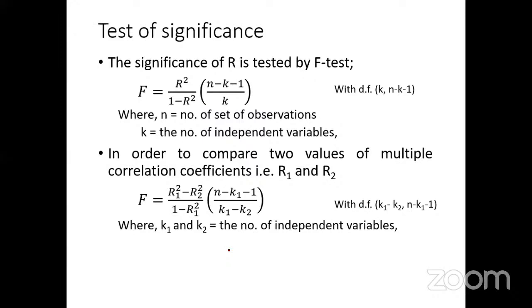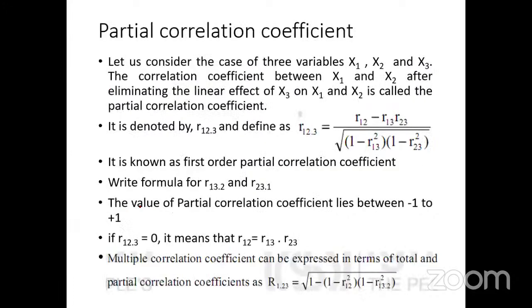We have seen that for the simple correlation coefficient we use the t-test, but for the multiple correlation coefficient we use the F-test to test the significance of correlation, where the degrees of freedom we have to consider are k comma n minus k minus 1, where k is the number of independent variables considered while calculating the multiple correlation coefficient. When you compare two values of the multiple correlation coefficient, then also we have to use the F statistic or F-test to test the significance of the correlation coefficient.